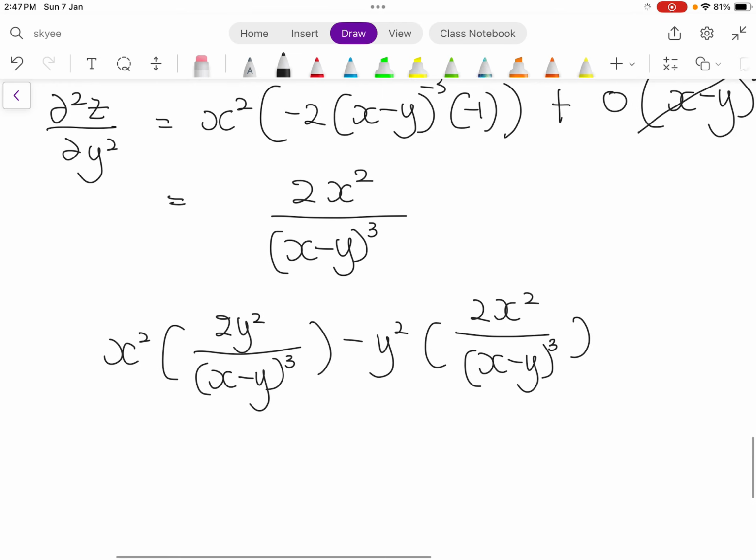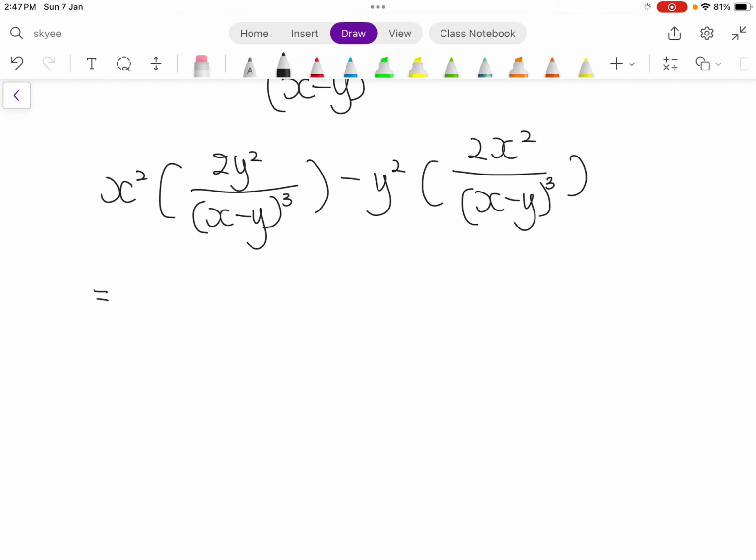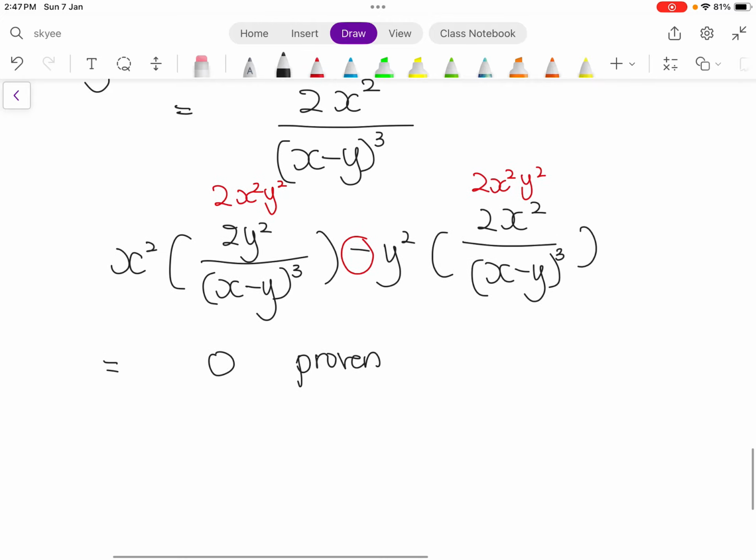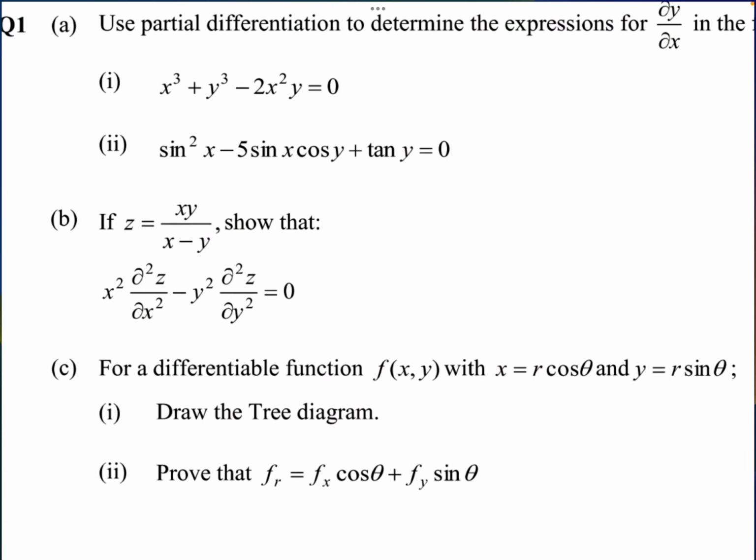Okay, we have to prove that it is 0. So obviously they are the same, right? So it is equal to 0, so you can write that proven. Because this one gives you 2x squared y squared, this one is also 2x squared y squared. So you minus them, it becomes 0. Right? So this is question B.